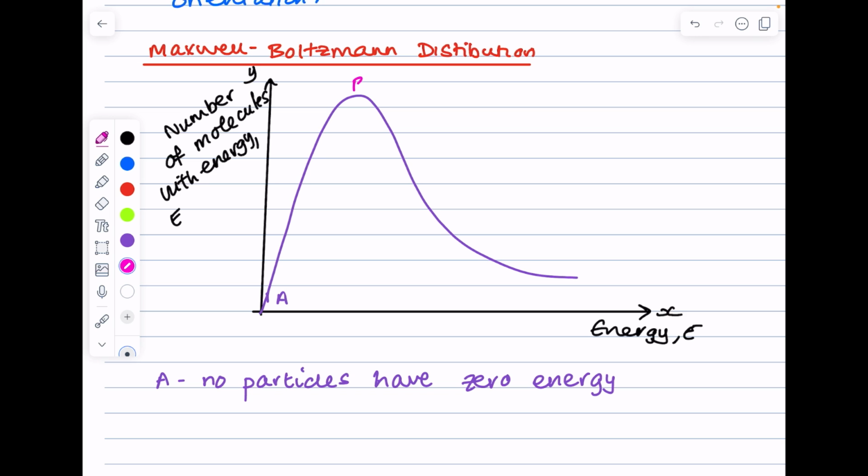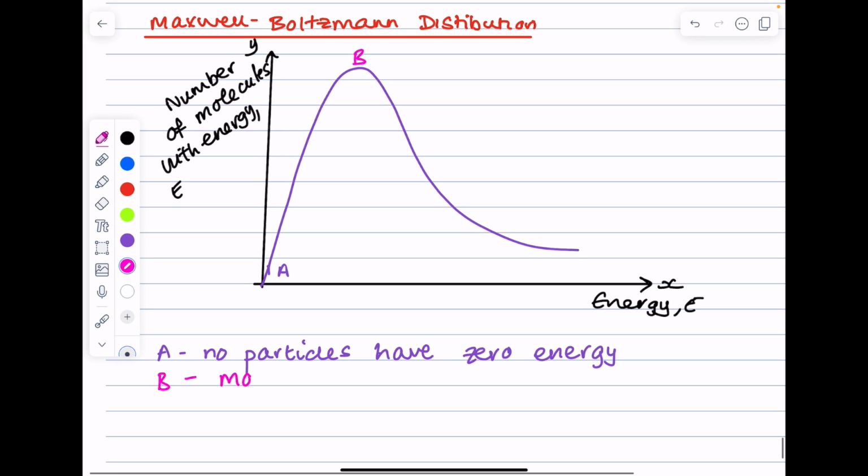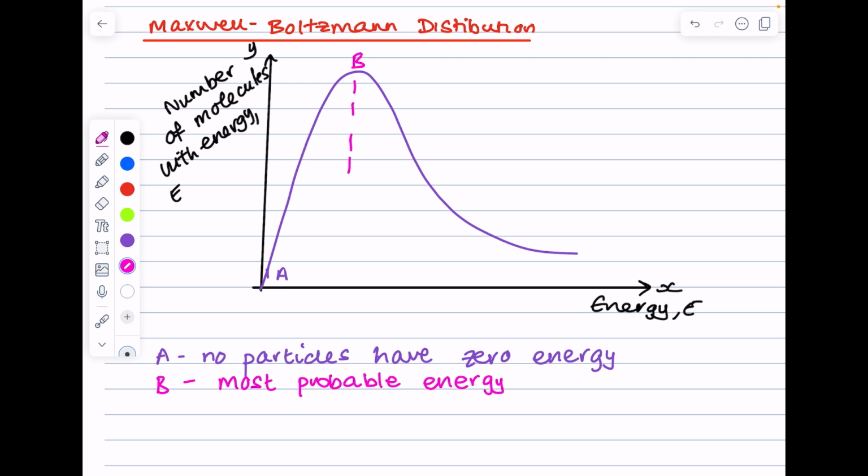The peak of a Maxwell-Boltzmann distribution curve is representative of the most probable energy that the particles have. It's important that you can identify that in the exam. Point C on the graph is the mean energy. This is higher in value compared with the most probable energy, and the reason for that is there's no upper limit to the energy a particle can have.